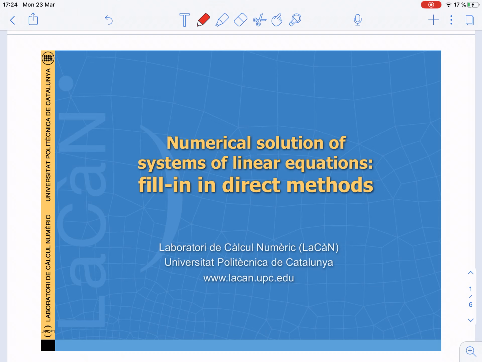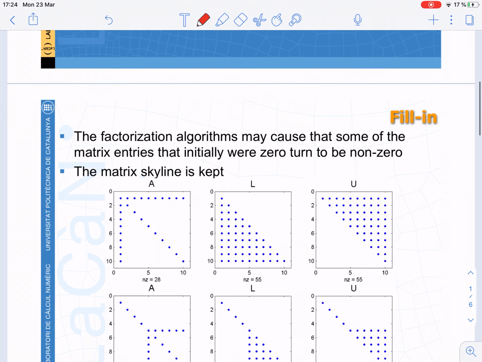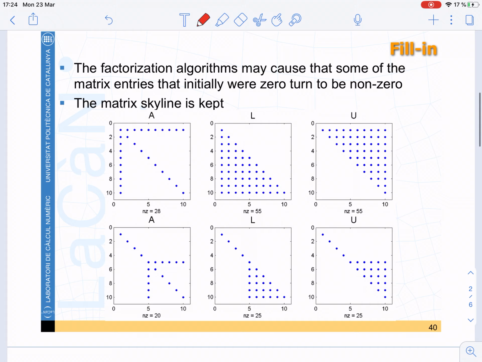Hi, in this short video we're going to describe the fill-in process in direct methods. To do so, consider the following example: matrix A where all non-zero entries are concentrated in the main diagonal, first column and first row. Now, if we perform an LU factorization of this matrix, we see how entries that were originally 0 in matrix A become non-zero in L and U.